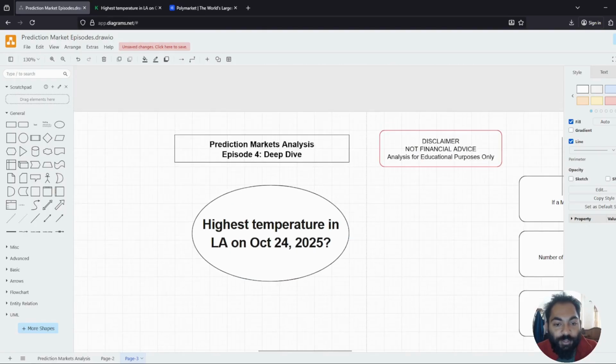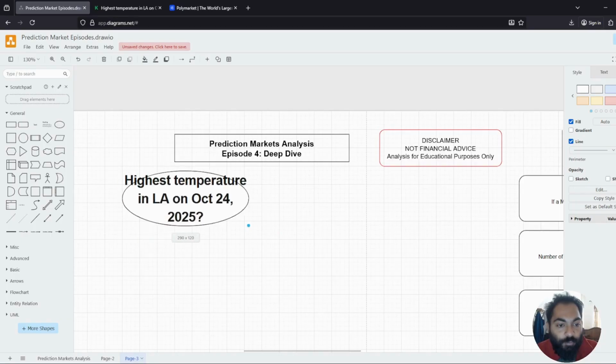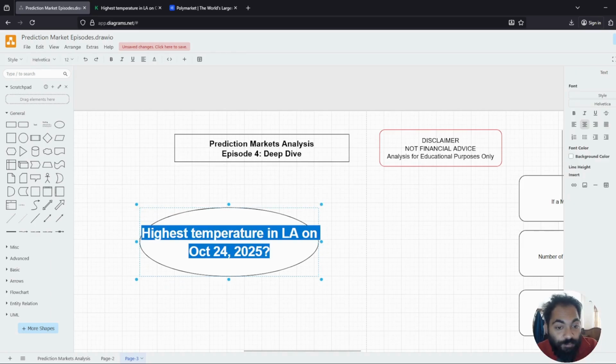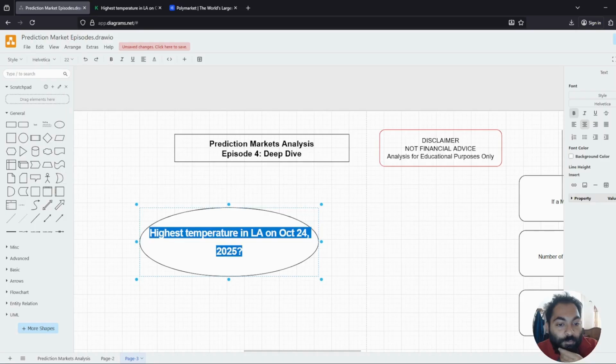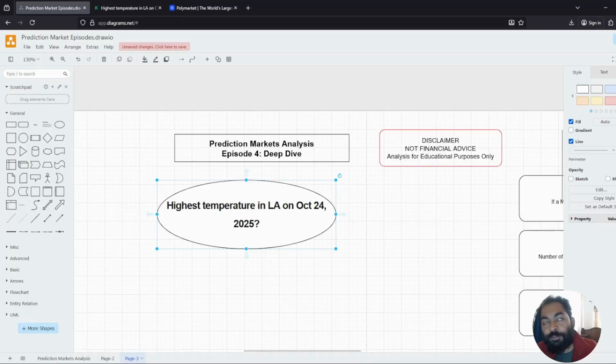Highest temperature in LA 2025. So we have a market, and by having this market, one of the best ways you can do this is to put all of this in a grapher, something like Notion or, let's say, Obsidian, and they can graph it all for you, or you can use any sort of AI tool.